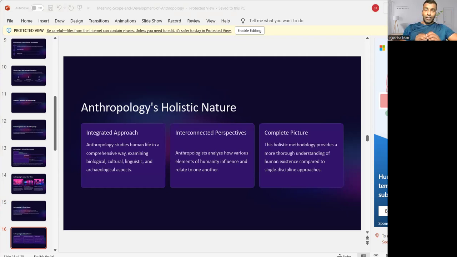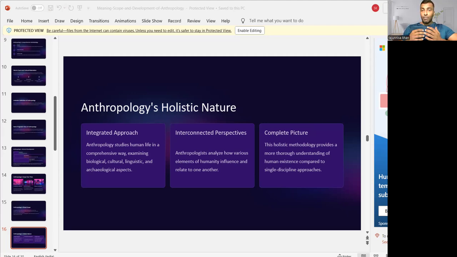For example, a sociologist might study social structure and relationships, but an anthropologist will study these structures in relation to cultural practices, not only cultural practices, but biological traits, and linguistic patterns also. So the anthropologist will study the structure in relation to how culture helped in the emergence of that structure, and the biological traits and linguistic patterns, all are interconnected. This integrated approach allows anthropology to provide a more complete picture of human life.